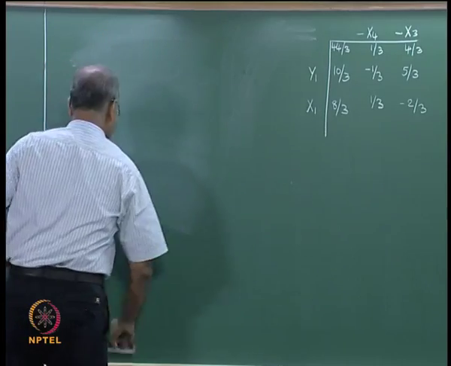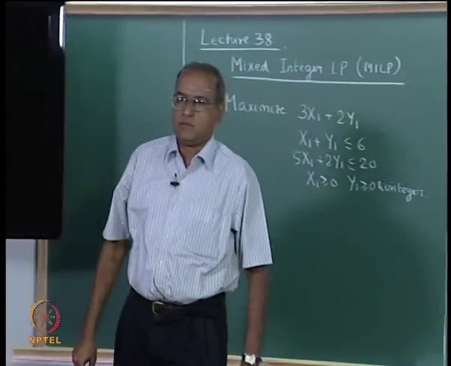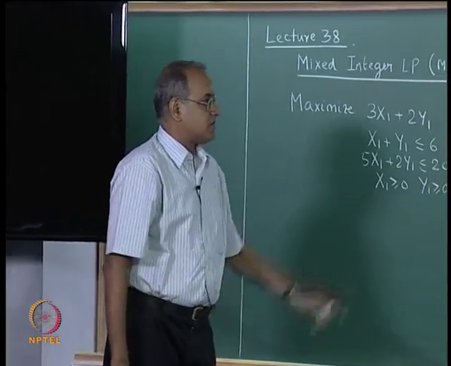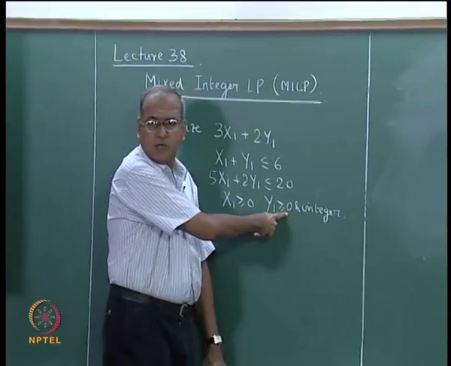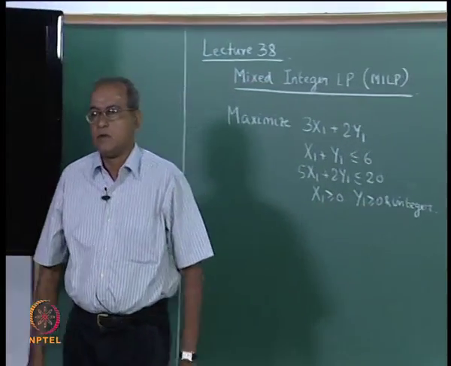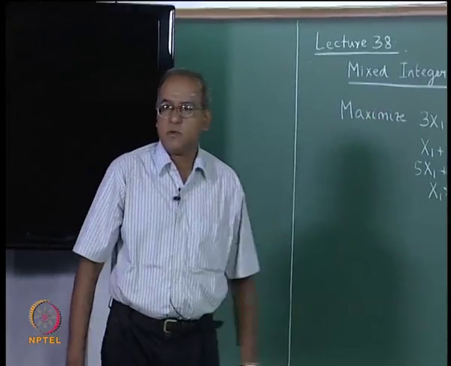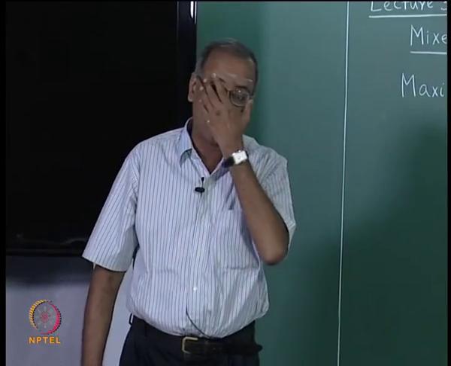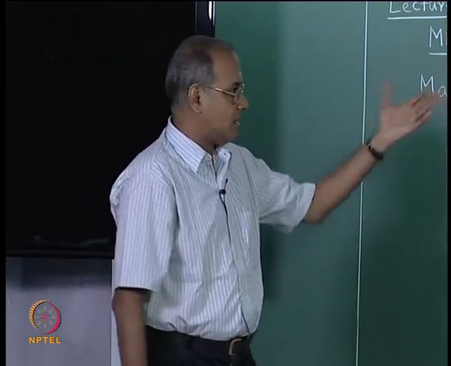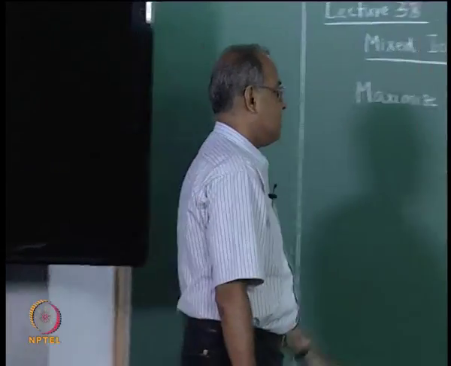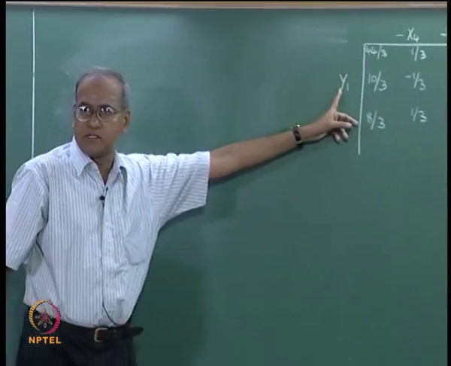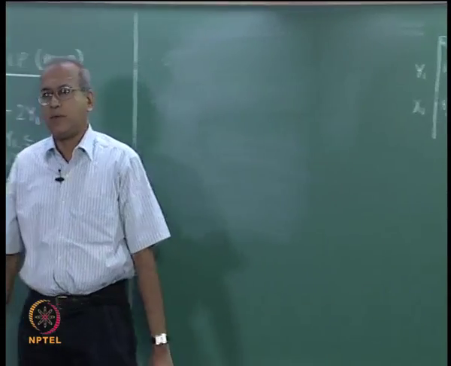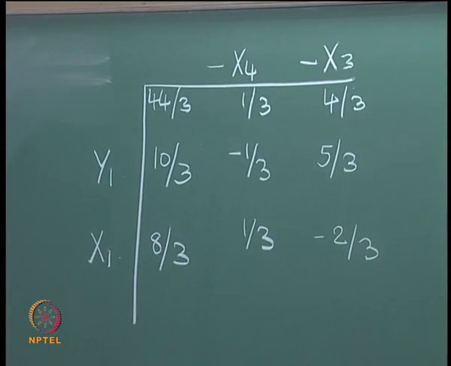First we verify whether the LP optimum satisfies the condition that y1 is integer. It does not satisfy the condition that y1 is integer, therefore we will use the branch and bound algorithm to try and get to the optimum solution that has y1 as an integer value. Right now y1 takes a value 10 by 3, which is a non integer value, therefore the LP optimum is not feasible to the MILP and we need to go to the branch and bound algorithm.